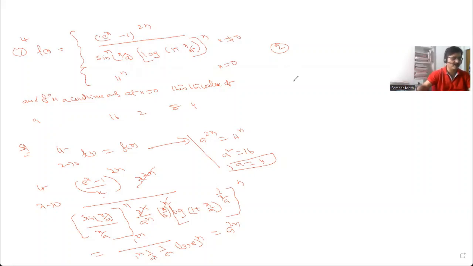Now, I want to go with another one, because they want to cross-check whether you know LHL and RHL thoroughly or not by giving this type of question. The function f of x is equal to a into step of (x plus 1) plus b into step of (x minus 1). As I said to you, a not equal to 0, b not equal to 0. This is the greatest integer function, the step function. And he has given that f is continuous at x equal to 1.